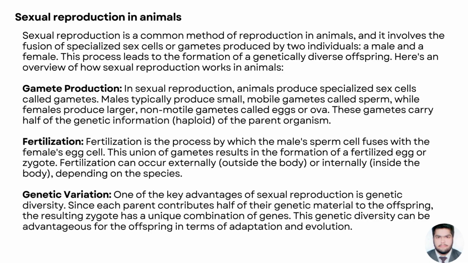Point 1. Gamete production. In sexual reproduction, animals produce specialized sex cells called gametes. Males typically produce small, mobile gametes called sperm, while females produce larger non-motile gametes called eggs or ova. These gametes carry half of the genetic information of the parent organism.